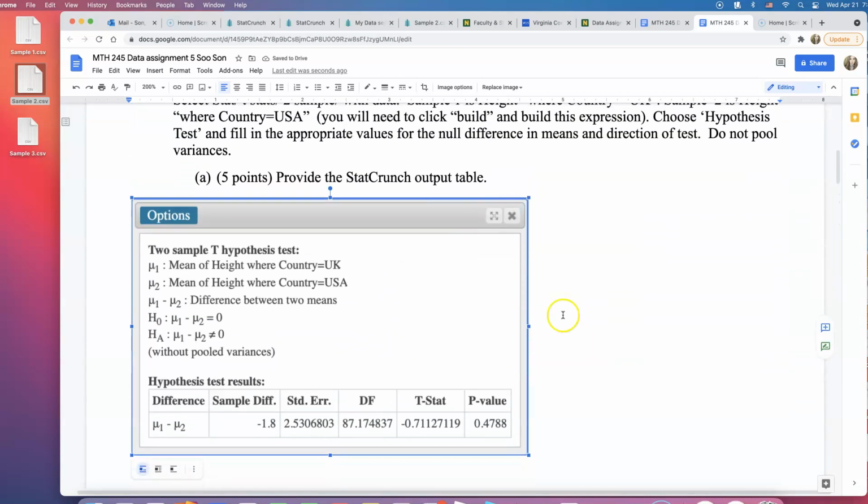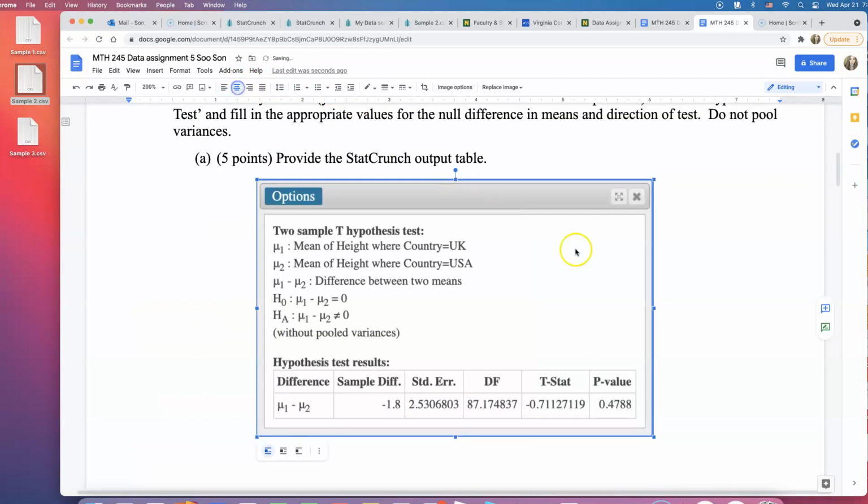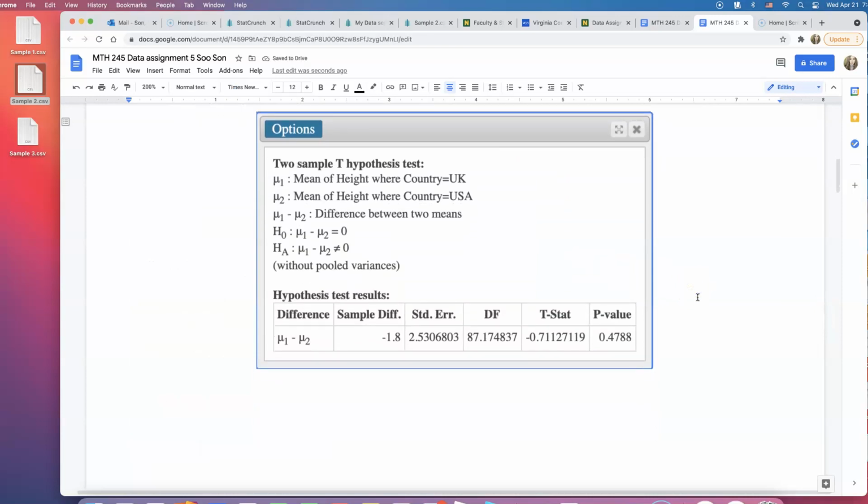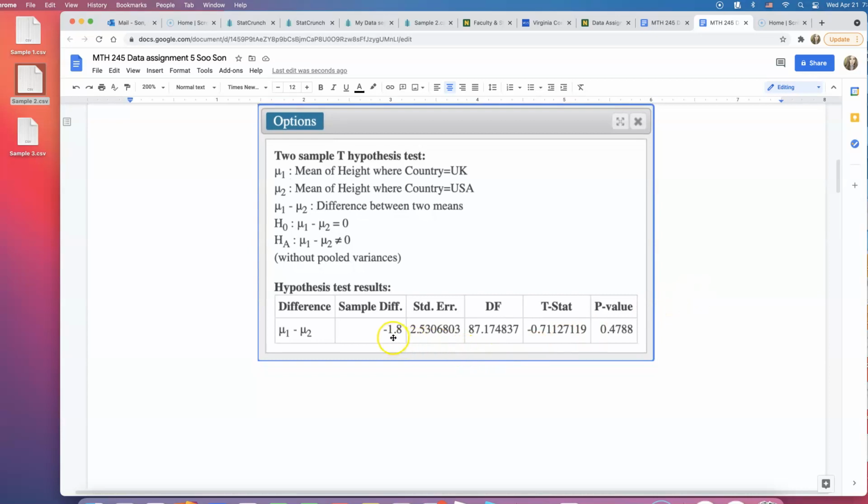All right. So what should we look at? We should look at the p-value, right? So the sample difference was negative 1.8. I think the unit is in centimeters. So what we are saying is when we did the average height for UK minus average height for USA, the difference came out to be negative 1.8.